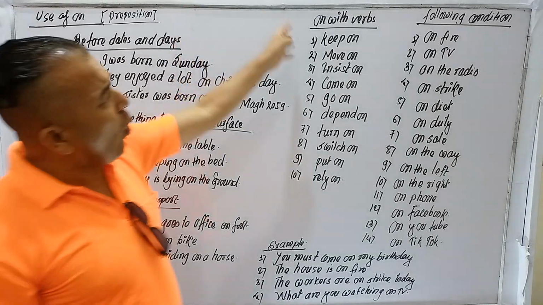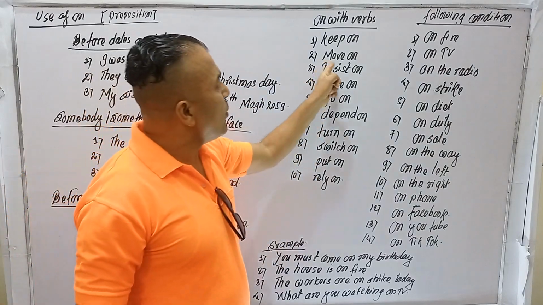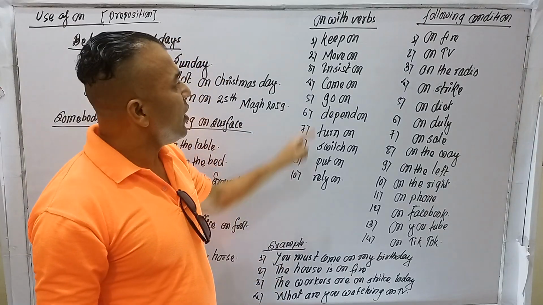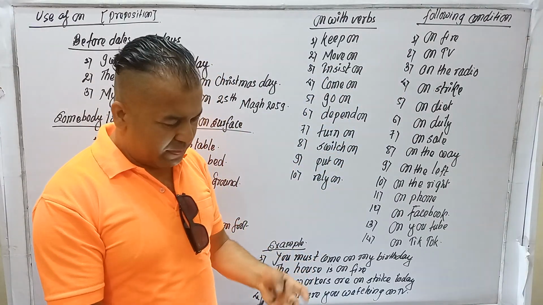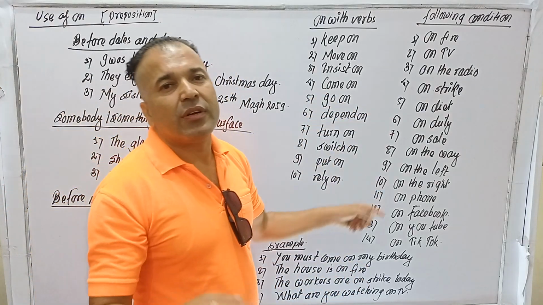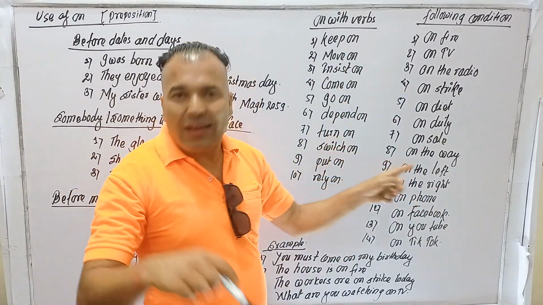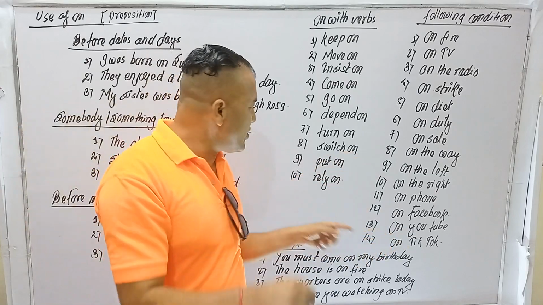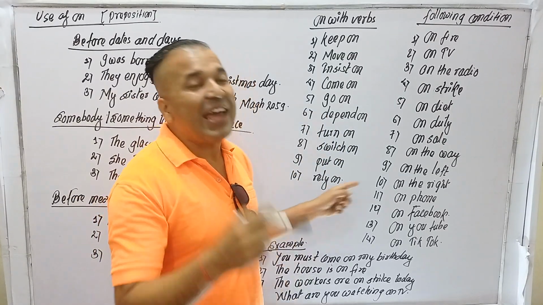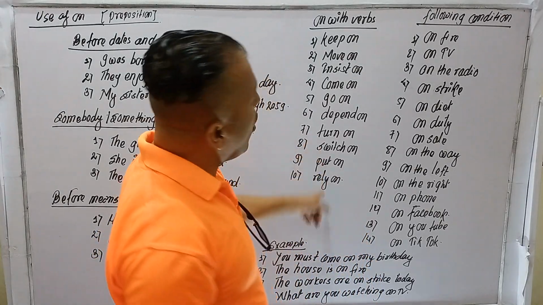Okay, "on" with verbs. Keep on means continuous. Move on, to move forward. Insist on, depend on. Come on, please come on. Go on, this is a request. Depend on, turn on, switch on, switch off. Put on, rely on. Okay, with these words we have to use "on".